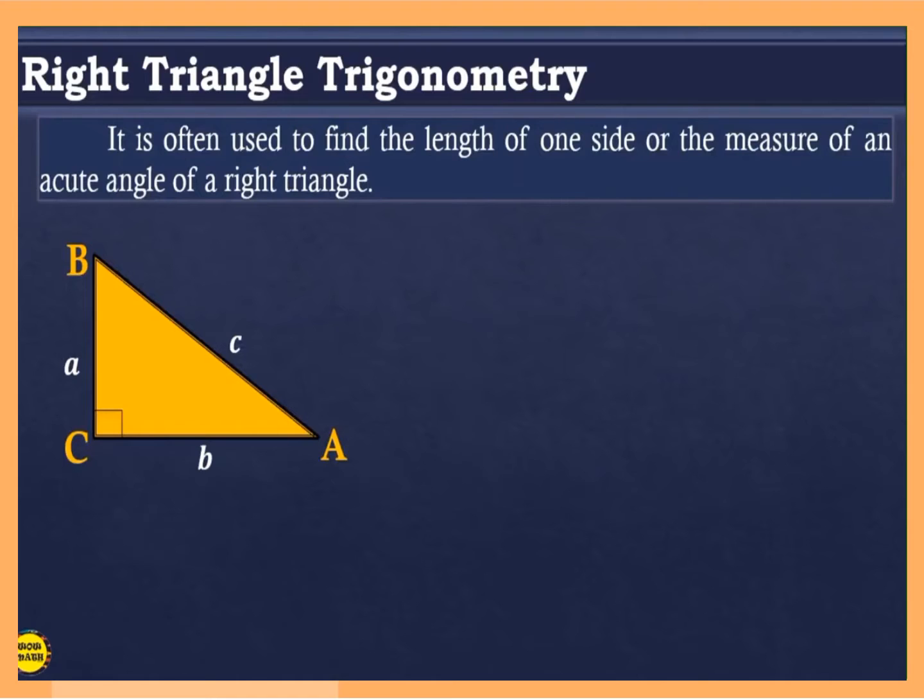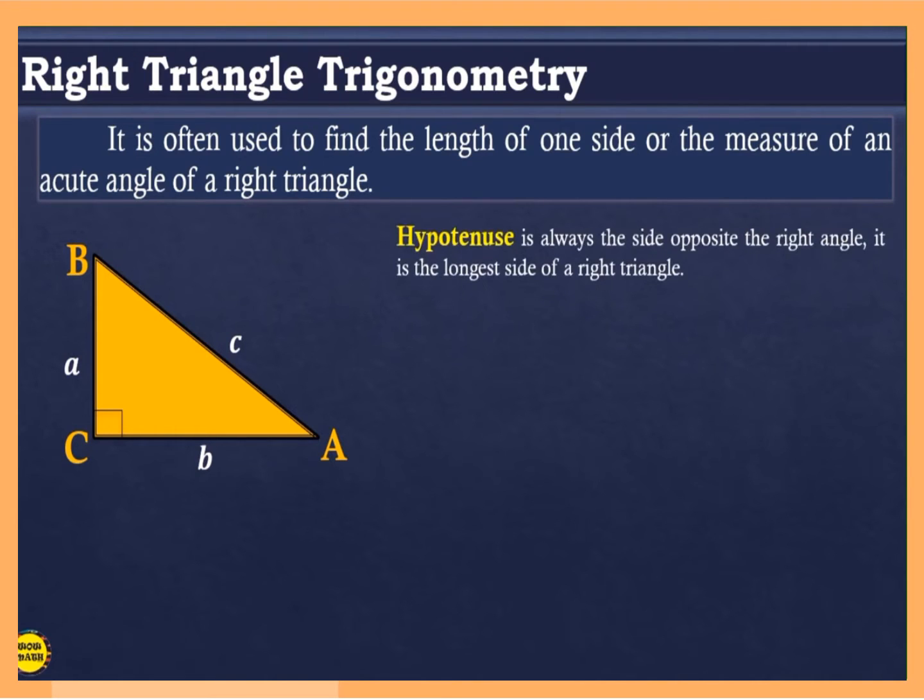Let's have the right triangle trigonometry. So in right triangle trigonometry, it is often used to find the length of one side or the measure of an acute angle of a right triangle. So this is only for right triangles. Okay? So we have here a given figure.